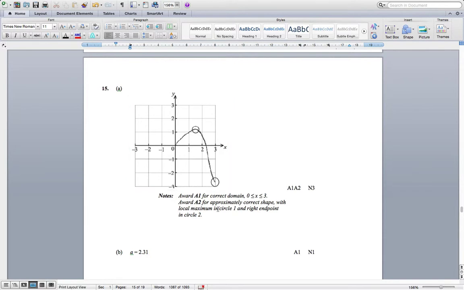Award A2 for approximately correct shape with local maximum in circle 1 and right end point in circle 2. So the maximum point, and if there is any minimum point, that also you should draw, and also the end point. That is very, very important. So 3 marks for that.